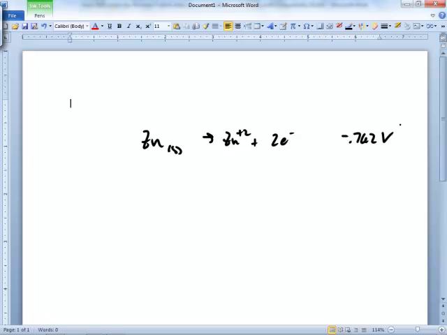And then we need the half reaction for the other one. You have Cl- and Cl2. So I'm going to need 2 of those, and 2 negatives over here, so I have 2 negatives over there. 1.3604. Okay.